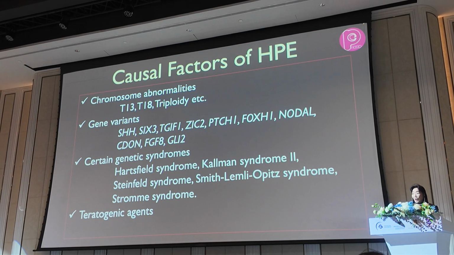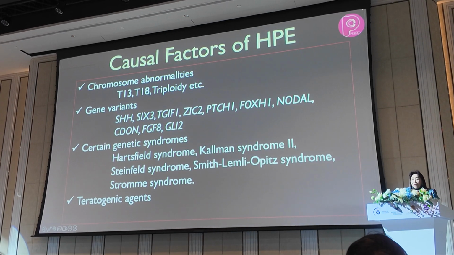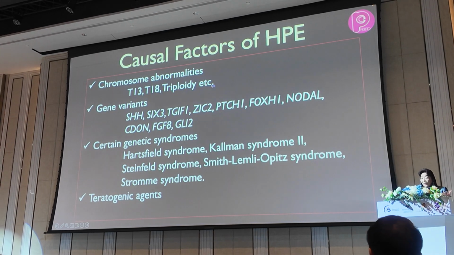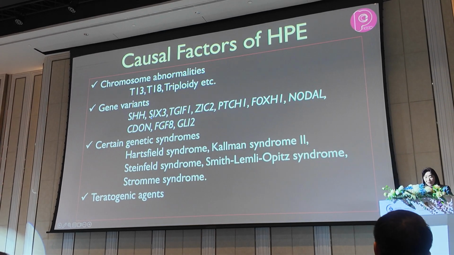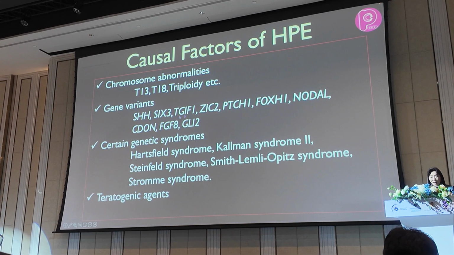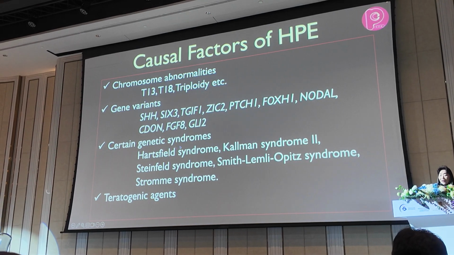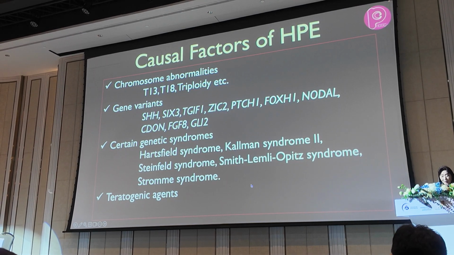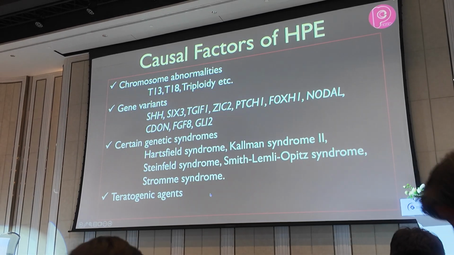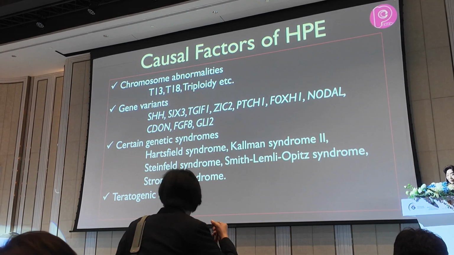So the genetic background, the causal factors of holoprosencephaly, are chromosomal abnormalities like trisomy 13, 18, and triploidy, and so on. And gene variants, sonic hedgehog, SHH, and others such as ZIC2, and certain genetic syndromes shown here. And also teratogenic agents, including maternal diabetes, are among the causal factors of HPE.